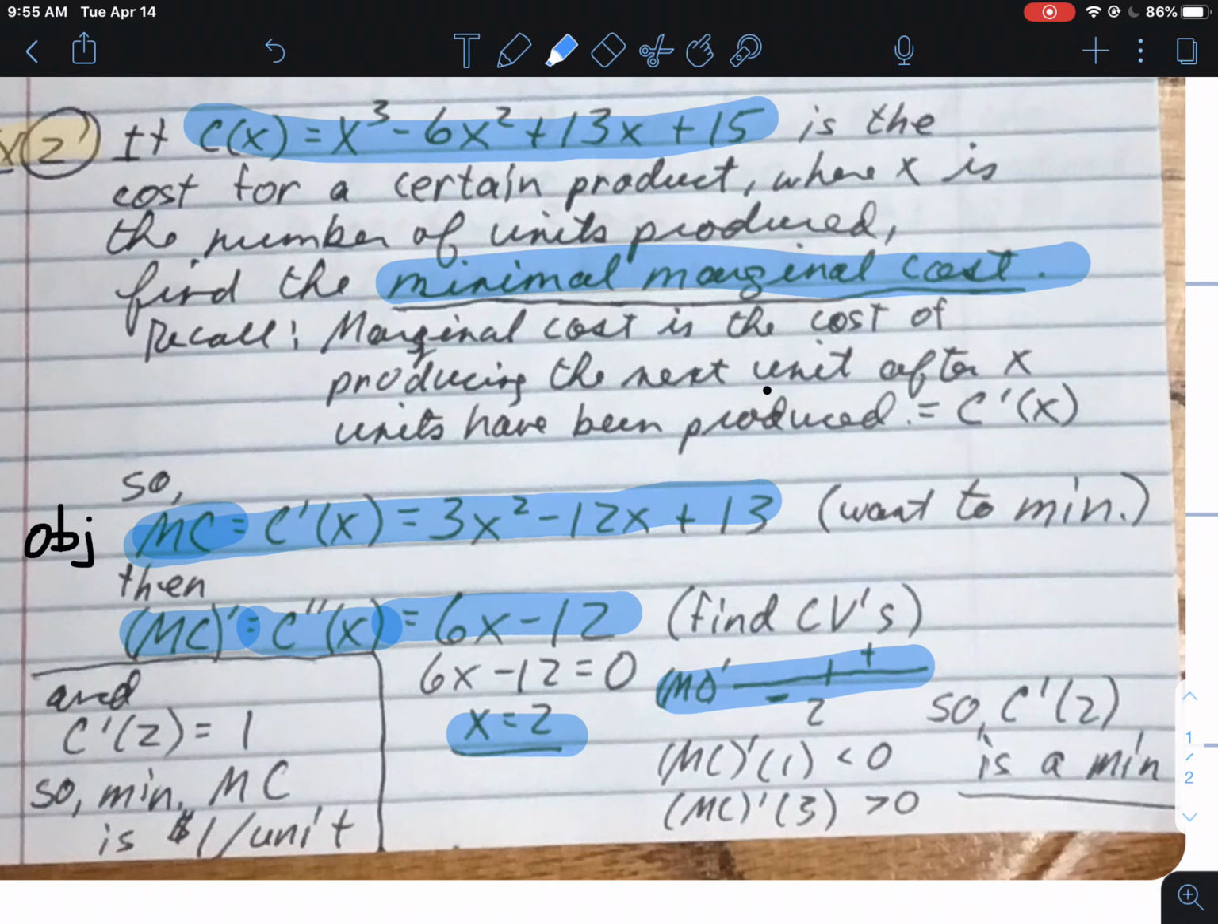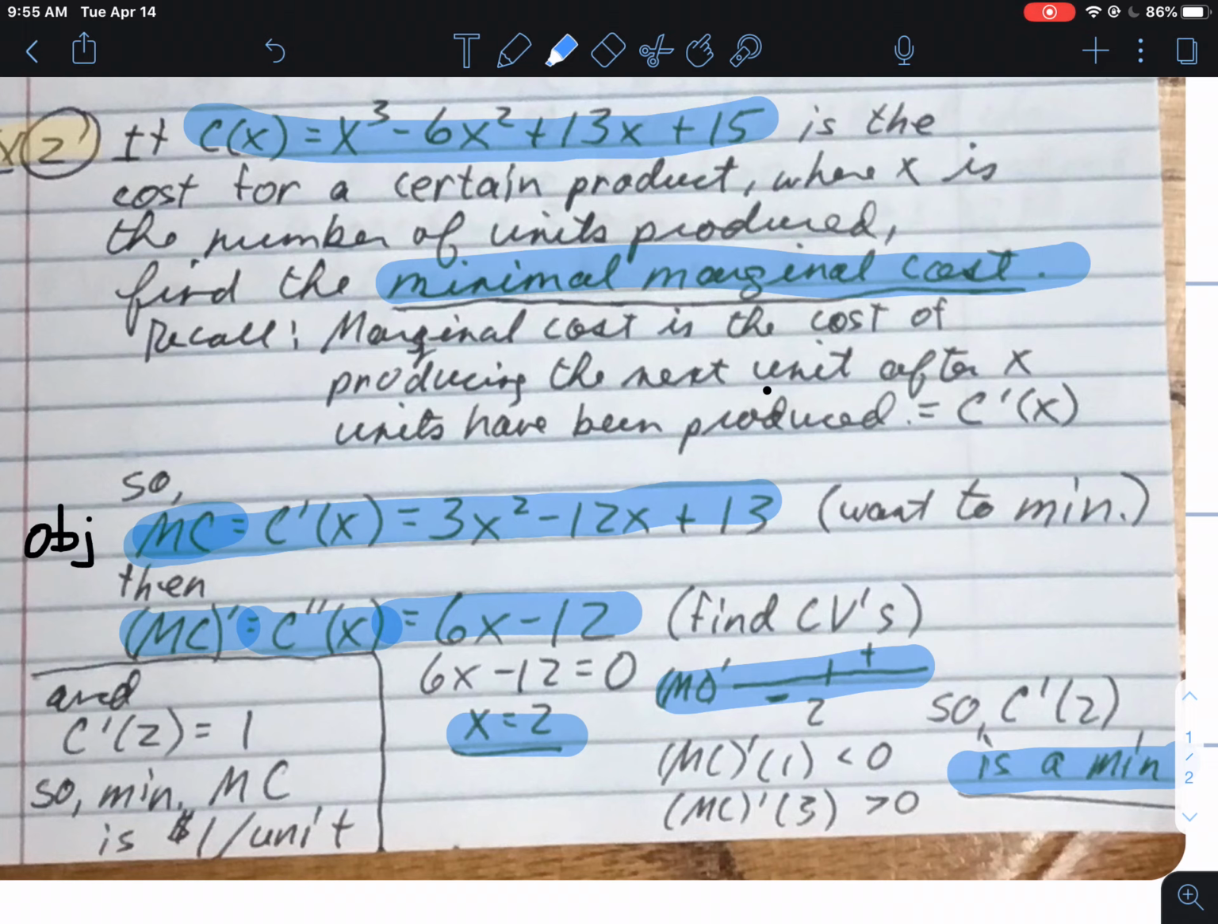I plug in 1 and 3, a number to the left of 2 and a number to the right of 2, into that second derivative. If you plug in 1, you will get a negative value. You plug in 3, you get a positive value. So that tells us again that our marginal cost function is decreasing to the left of 2 and increasing to the right of 2, so it would be the location of a minimum. So C prime of 2 is a minimum value. That's our marginal cost function.